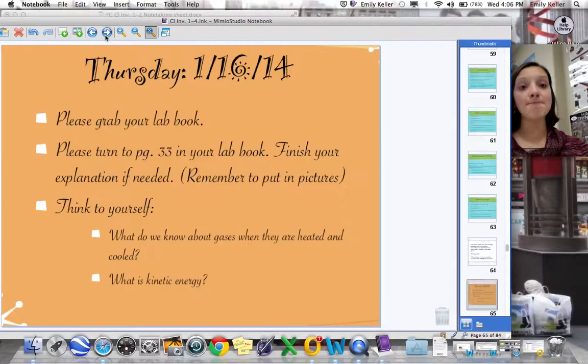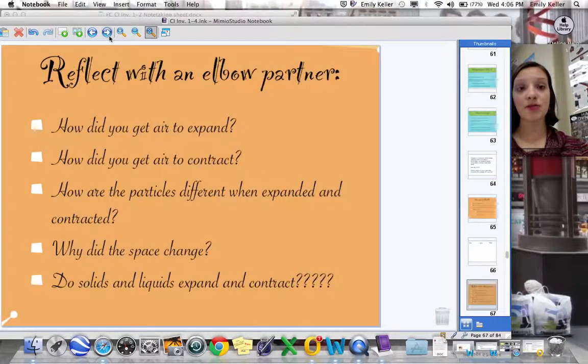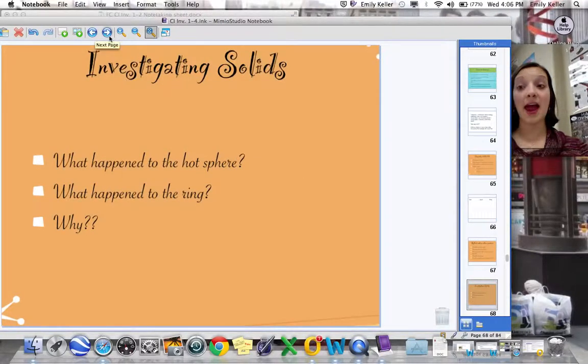So that is the basics about expansion and contraction. All phases of matter, gases, liquids, and solids, can expand and contract, but only gases can compress. So that's something that I know you have on your video note-taking sheet that you can keep track of.